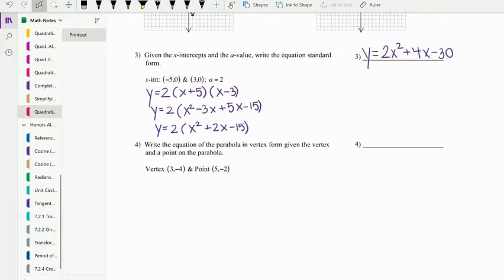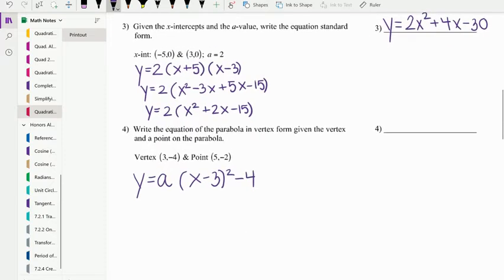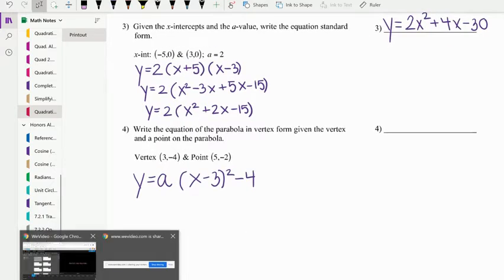Write the equation of the parabola in vertex form given the vertex and a point on the parabola. So we are going to go ahead and write it out in vertex form. We don't know a. The vertex is (3, -4), so we know that this would be (x - 3)² - 4. And then in order to find a, we plug in the point for x and y.